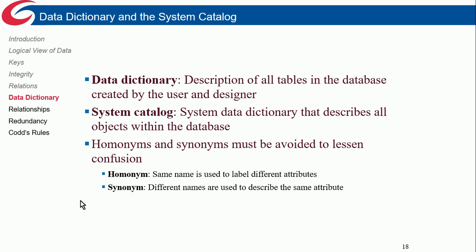And likewise, we don't want to have different terms to describe the same thing. So we don't want to have different words that really mean the same thing. We want them all to be the same. It doesn't necessarily mean that you have to do this, but it's best practice to avoid homonyms and synonyms in a database design.